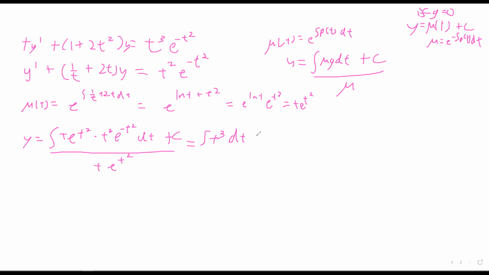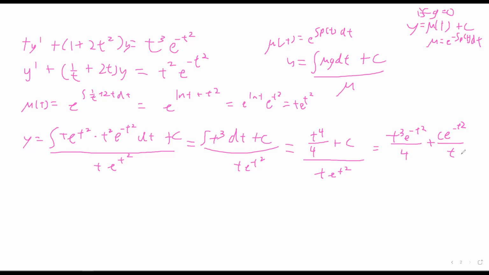So it's just t cubed dt plus c over t e to the t squared, which is equal to t to the 4th over 4 plus c all over t e to the t squared, which gives us t cubed e to the negative t squared over 4 plus e to the c e to the negative t squared over t. You may be wondering, where did all that come from? Well, I just divided this term by this guy and put the e to the t squared in the numerator, and divided this term by this guy and put the e to the t squared in the numerator.